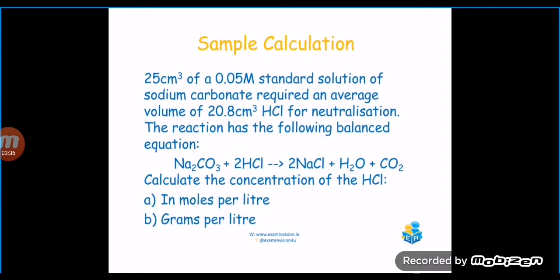So the question says 25 centimetres cubed of 0.05 molar standard solution of sodium carbonate required an average volume of 20.8 centimetres cubed of hydrochloric acid for neutralisation. The reaction has the following balanced equation. Calculate the concentration of the hydrochloric acid in moles per litre and in grams per litre. So we're going to do this by first principles, and the important thing to remember is that with first principles there are 3 steps.